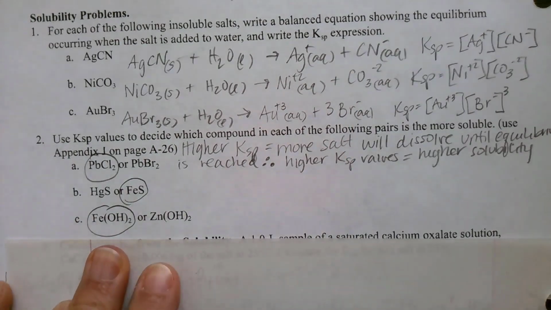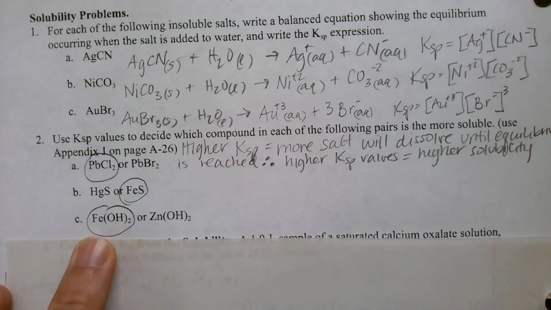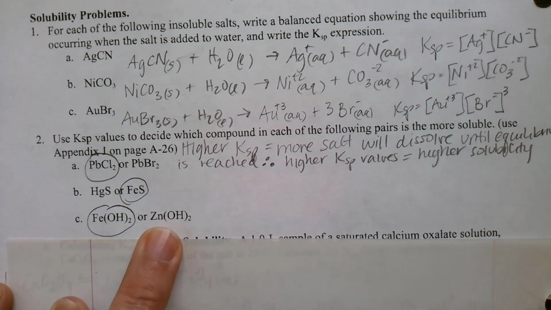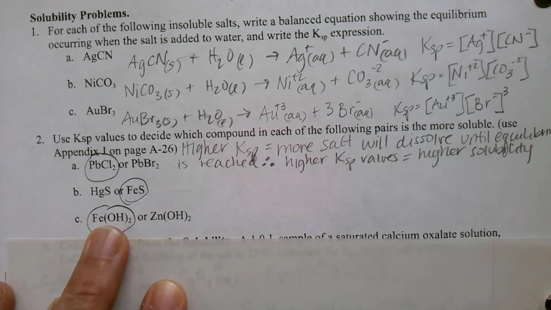And for the last one, looking at iron(II) hydroxide versus zinc hydroxide, the iron hydroxide is 4.9 times 10 to the negative 17, and zinc hydroxide is 3 times 10 to the negative 17. So the 4.9 times 10 to the negative 17 is larger than 3 times 10 to the negative 17.